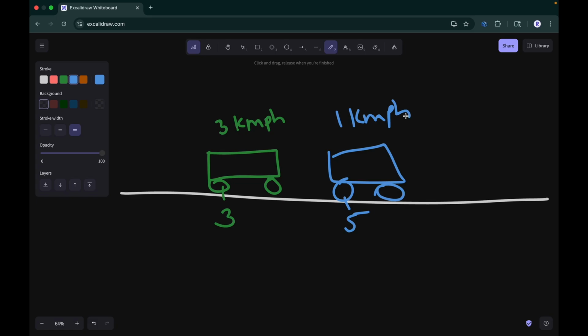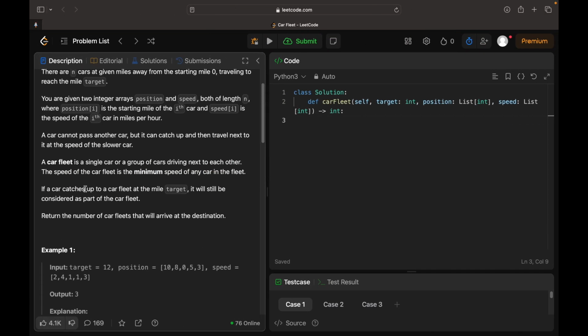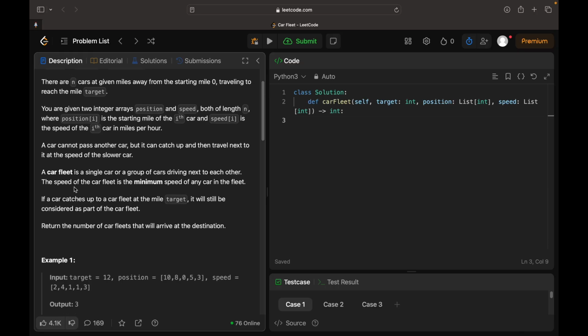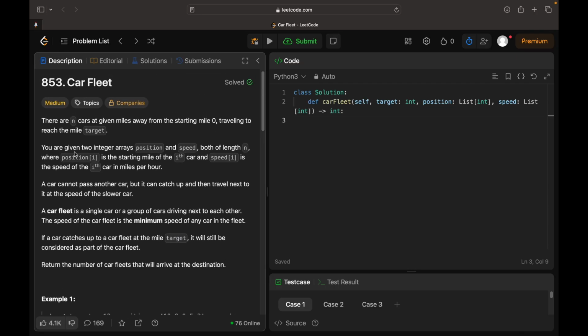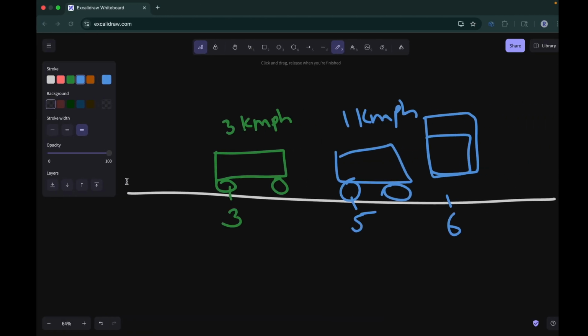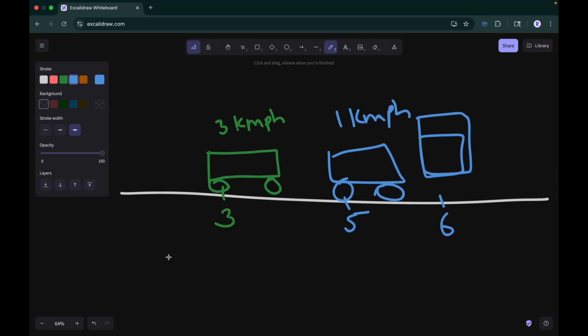Correct? So what happens is that in the next hour, this car and this car will be at 6, right? Because 5 plus 1 is 6 and 3 plus 3 is 6. So both of these cars will be at the same position. And it's given to us that a car cannot pass another car. So this 3, in the very first hour, is at 6 and this is at 6.